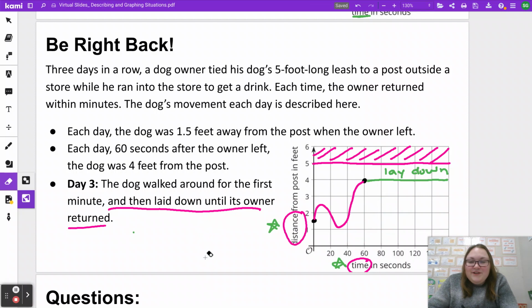The final thing I want to do with our story about this dog is connect it to what we've been talking about with functions. So the first thing I want to think about is we can just look at this graph here of day 3. Is this a function? Go ahead, pause the video if you need to think through that question. Would you say this is a function? Why or why not?